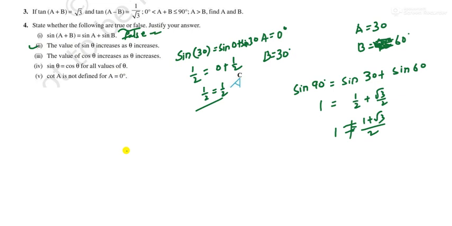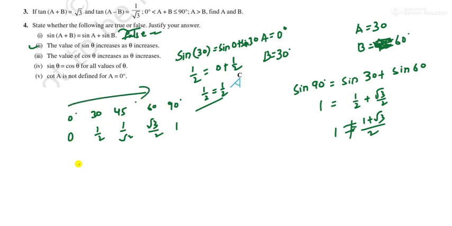The value of sine theta increases as theta increases. Is it? See, they have given 0, 1 by 2, 1 by root 2, root 3 by 2 and 1. This is for 0 degree, this is for 30, 45, 60 and 90. So you can see as theta is increasing, even the values are increasing from starting 0 till 1. So this is true. So question number 2, the answer is true. Correct.